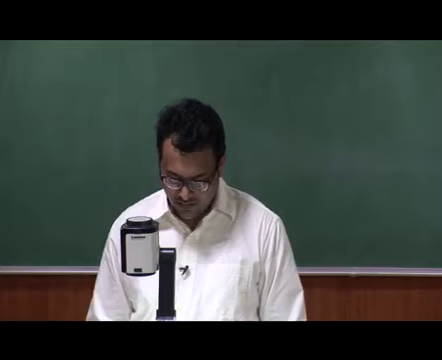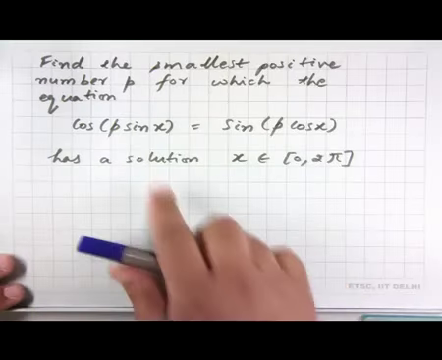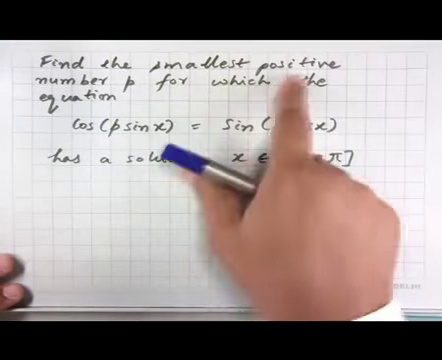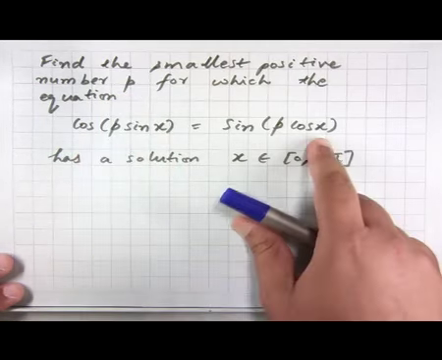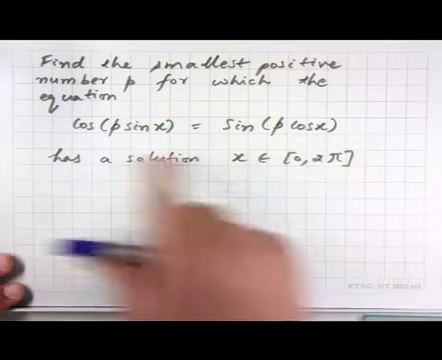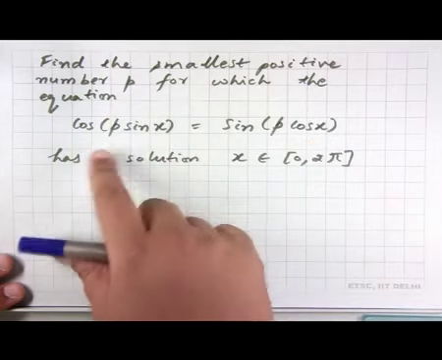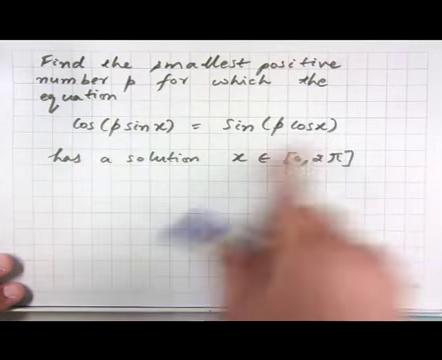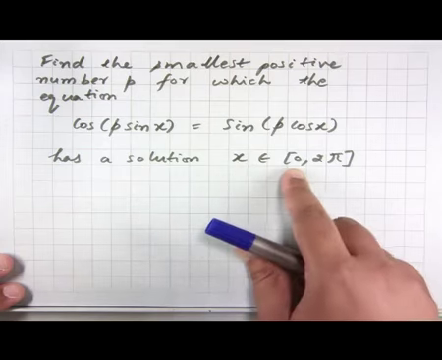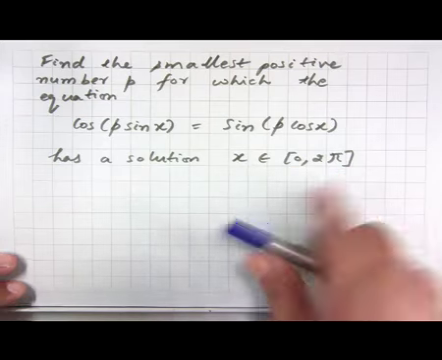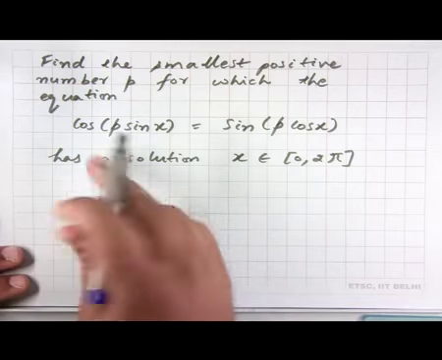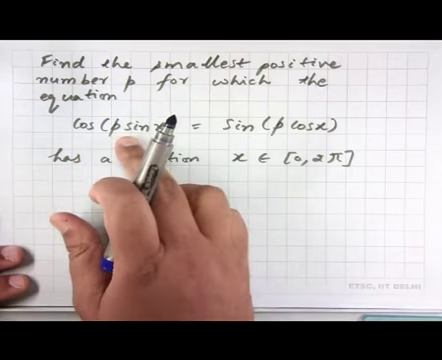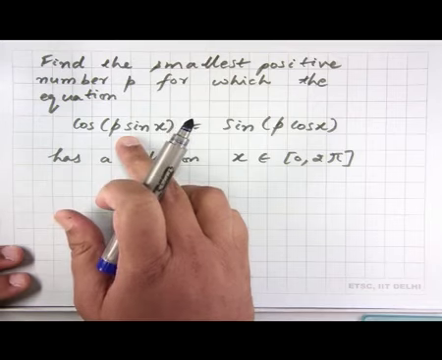Okay, let us take another problem. In this problem, we have to find the smallest positive number p for which this trigonometric equation is satisfied, and in fact, the number p should be such that this equation has a solution x in the interval 0 to 2 pi. So, here again we use the identity that cos of theta is sin of pi by 2 minus theta.